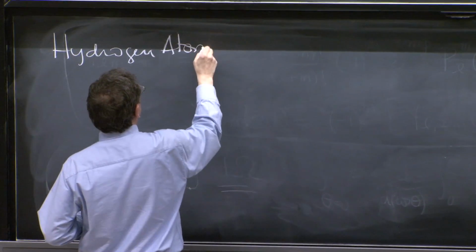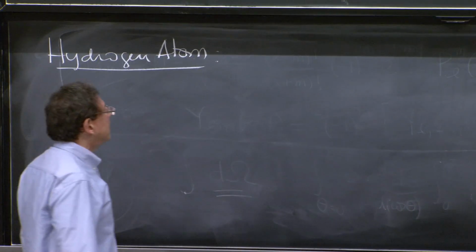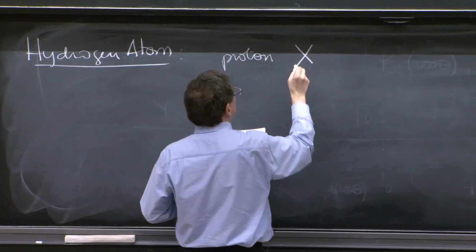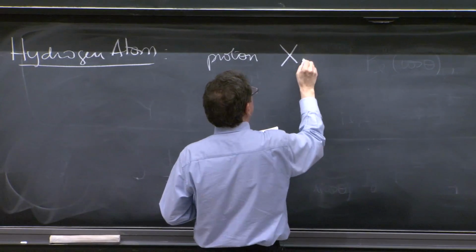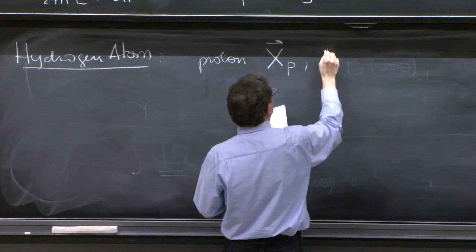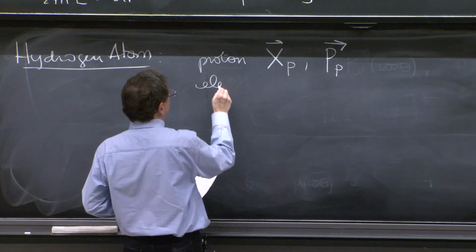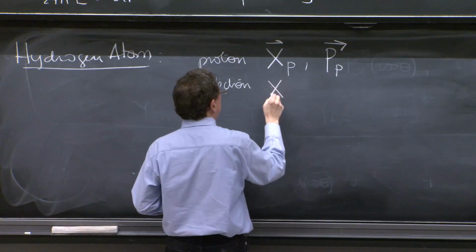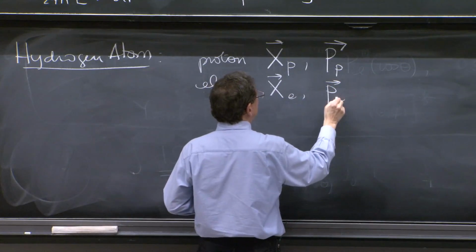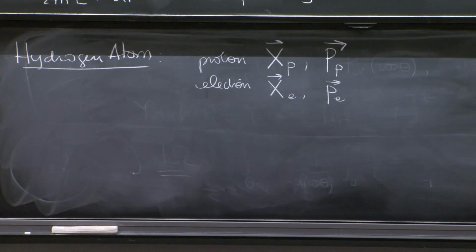The atom is the beginning of our analysis. We still won't solve differential equations, but we will now have two particles. A proton, whose coordinates are going to be the coordinate of the proton, subindex p for the proton, and momentum of the proton. And there's an electron. And there are the three coordinates of the electron, and the three components of the momenta of the electron. And these are your canonical variables.